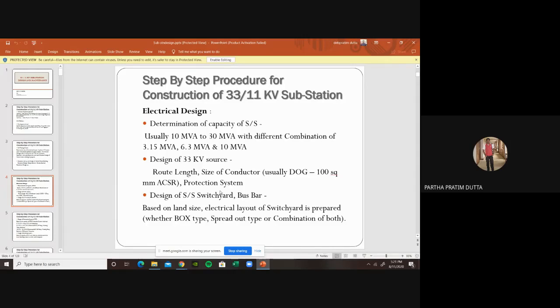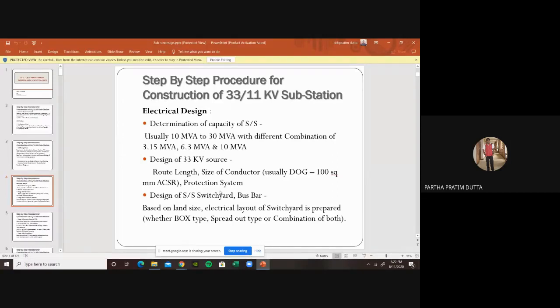And of course the protection system. Usually in the 33 kV and 11 kV systems, we are providing a protection system of overcurrent and earth fault, 2 overcurrent and 1 earth fault. That scheme is standard, and we design accordingly. We follow that standard protection system right now.